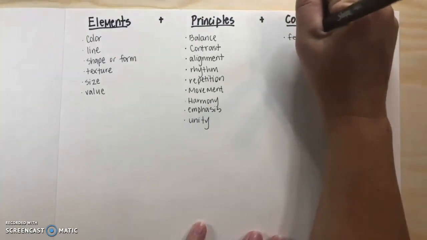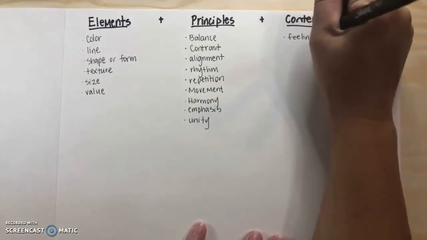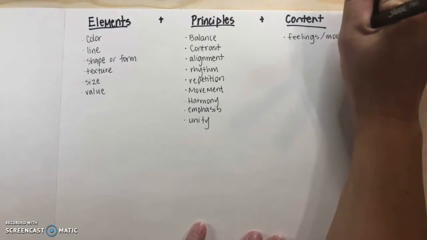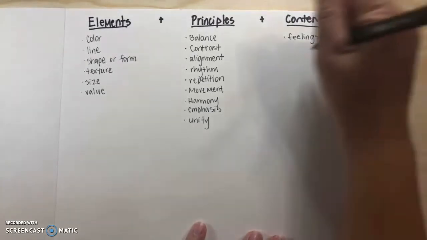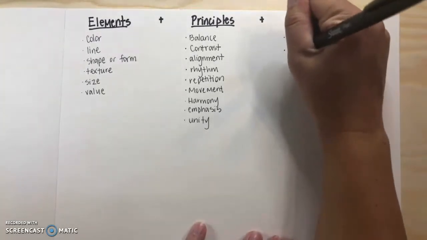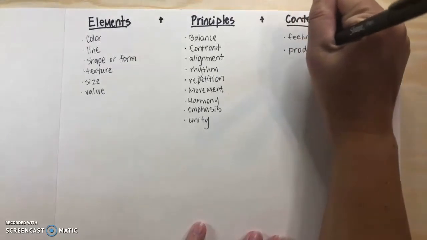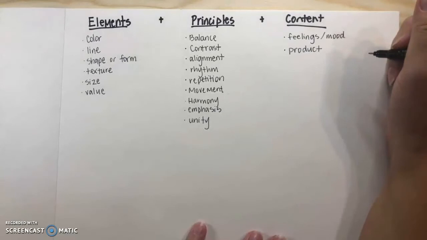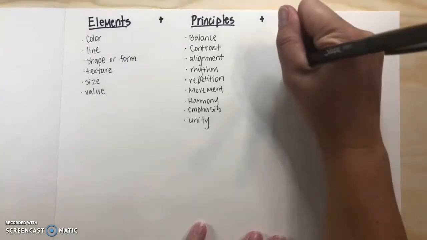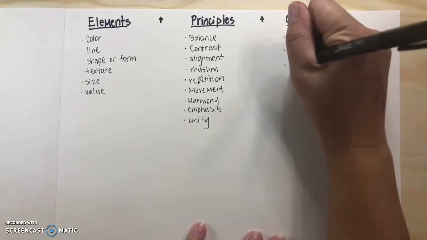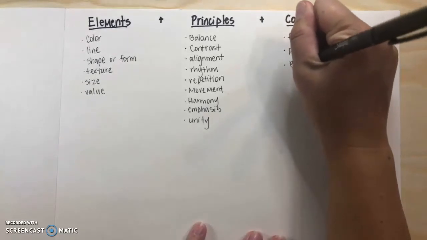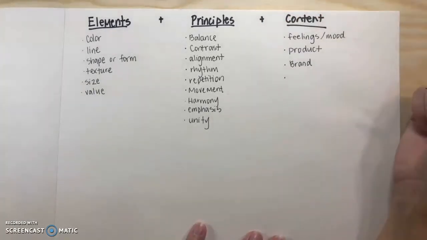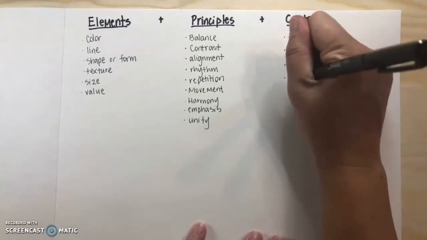Now, when talking about elements of content, there are no set standards for what are the elements of content. So when coming up with these different examples, I thought about what are the things that we are trying to communicate in art and design. And these are the different categories I came up with. Feelings or mood. We're trying to sell a product or explain a product or tell something about a product.